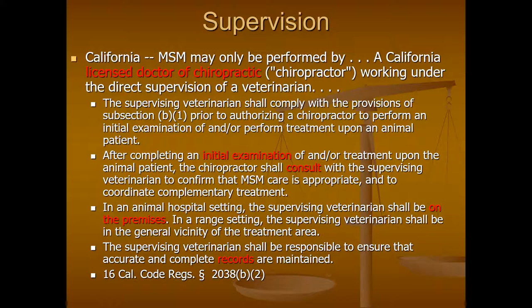California also allows chiropractors to perform animal chiropractic only if it's provided under the supervision of a veterinarian, and the veterinarian must meet the requirements in the previous section. So there must be an examination and a consultation. The veterinarian must be on the premises, and the veterinarian is responsible to maintain complete records.